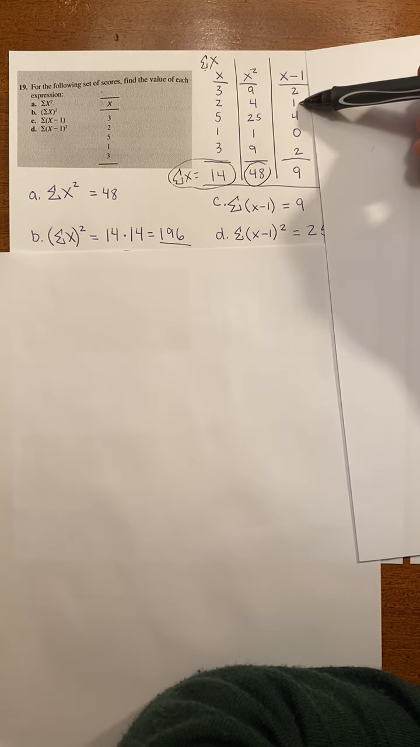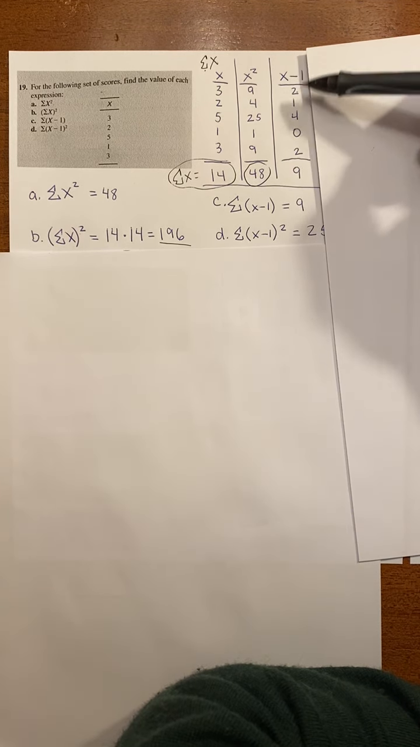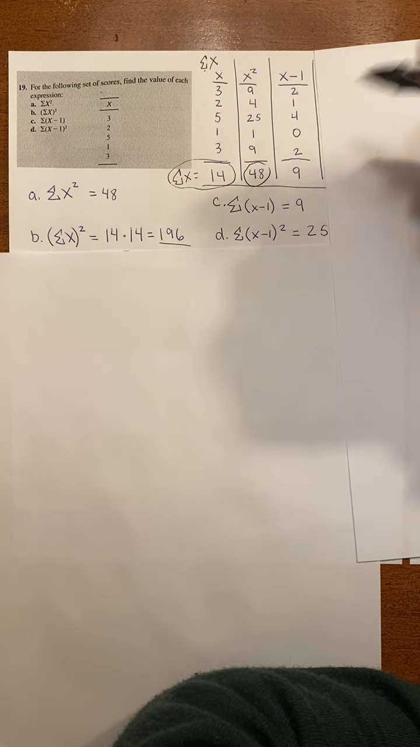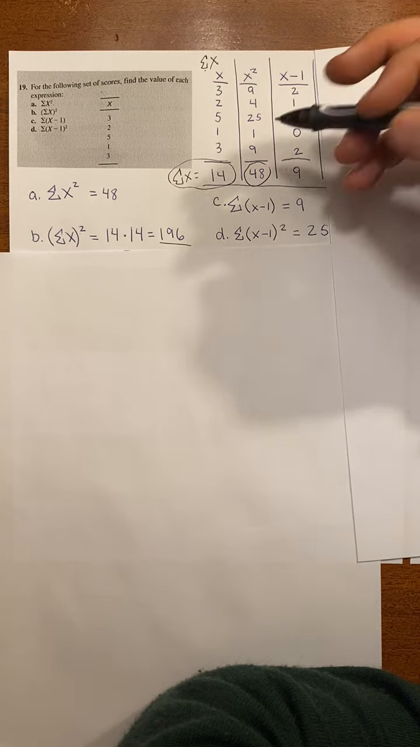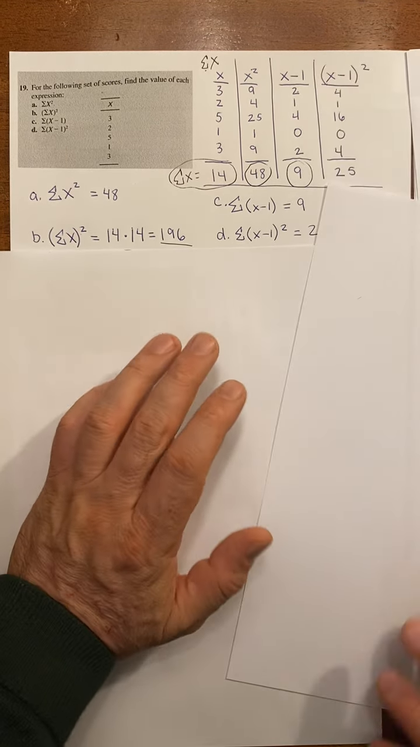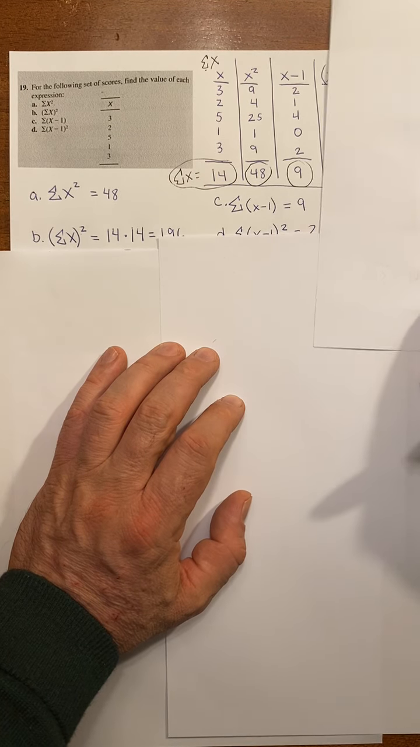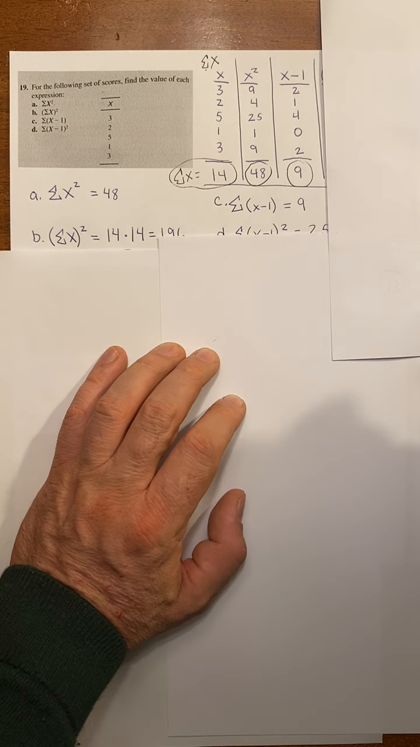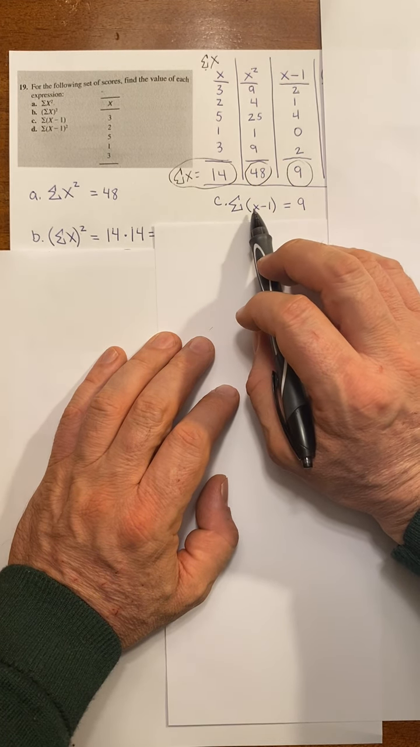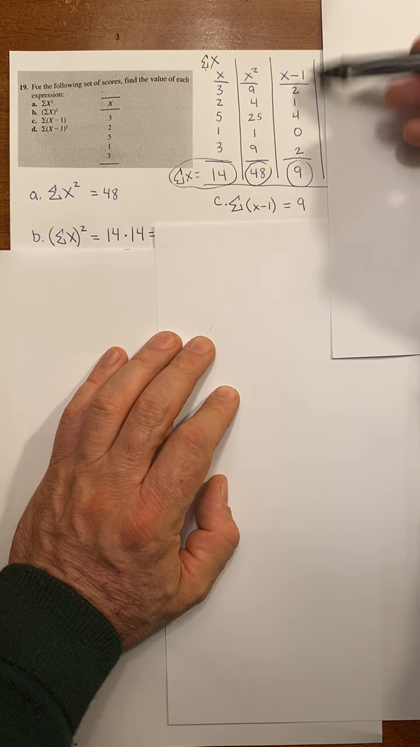2 minus 1 is 1. 5 minus 1 is 4. 1 minus 1 is 0. 3 minus 1 is 2. Once we've created that new list of numbers, we sum them up. And that is how we get our answer for question C. Sum of x minus 1 equals 9. Right? And that's our 9 that we got right there.